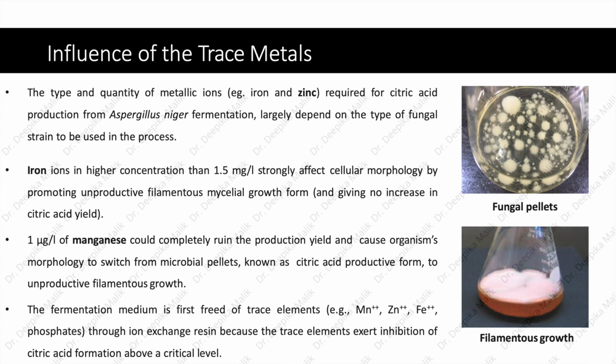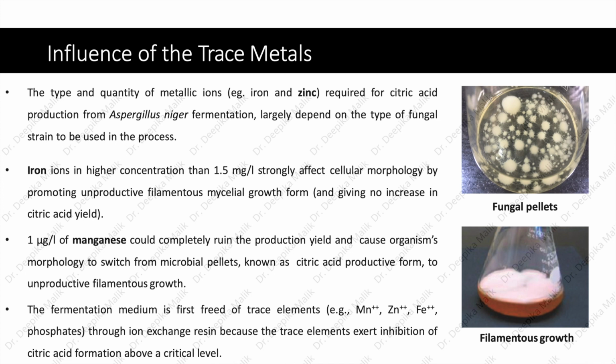So by this we can conclude that the morphology of fungus within the fermenter plays a very important role in the production of citric acid. Fungal pellets are more efficient in producing the desired product rather than the mycelial mat floating on the surface.